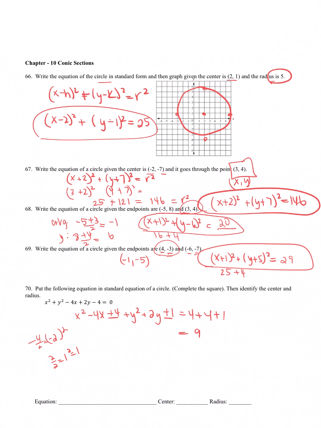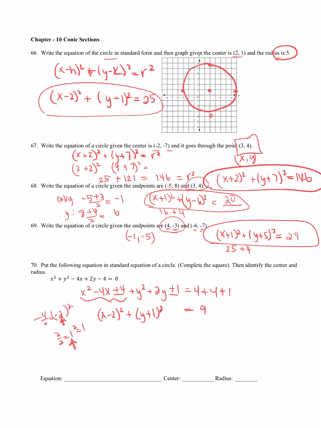You can see on this side it's equal to 9. When I factor this, I get x minus 2 squared. I better get what's right here. When I factor this, I get y plus 1 squared. I better get what's right there. And that's equal to 9. And that will be my answer in standard form, because it's equal to r squared.